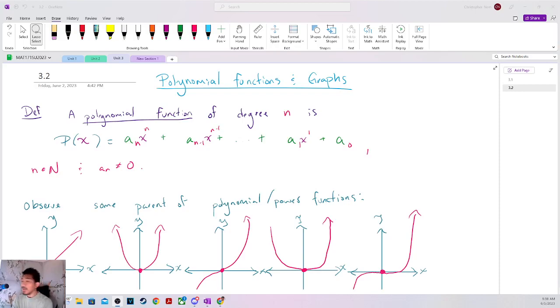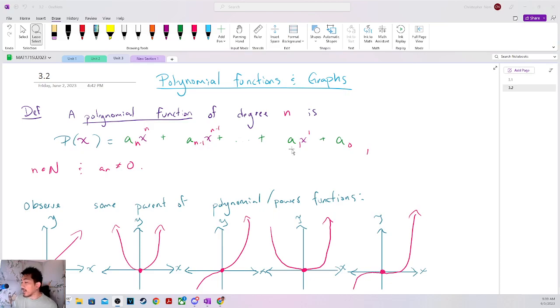Alright, so today we're going to talk about 3.2 on polynomial functions and graphs. We've talked about polynomial expressions, and now let's view them as machines with inputs and outputs. So they follow the exact same form as a polynomial expression, except this is p of x, so it's a function now. And my inputs are these x's over here.